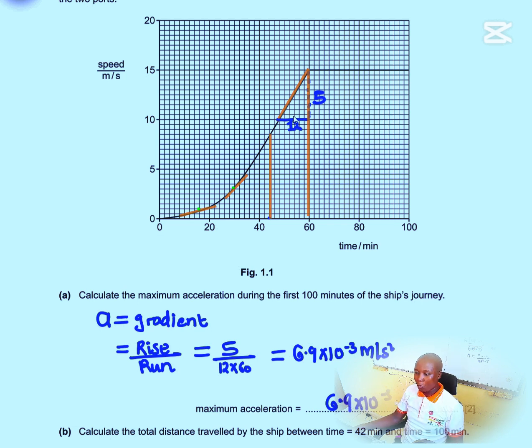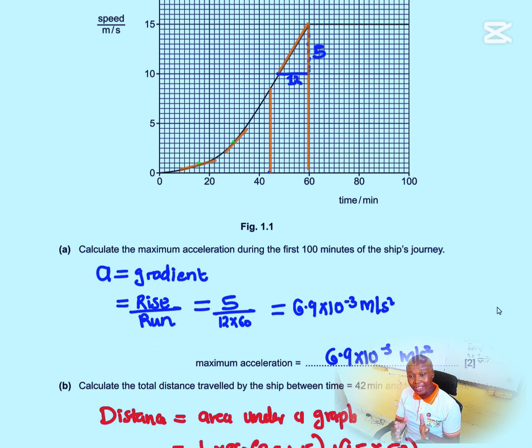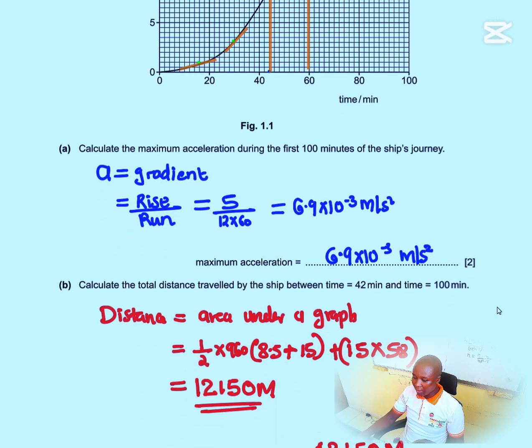So what I did, I obtained the gradient of this section, and the rise is 5 and the run is 12. But you have to remember that time was given in what? In minutes. And the speed was given in what? In seconds. So whenever you're going to work out the acceleration, for the run here I have to convert the 12 minutes to seconds by multiplying by 60. And when I worked it out, I got my acceleration as 6.9 times 10 raised to the power -3 meters per second squared.